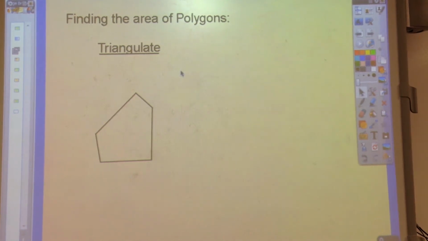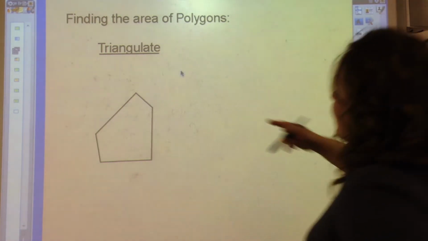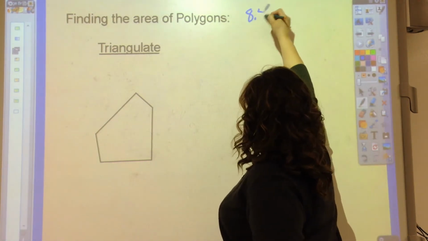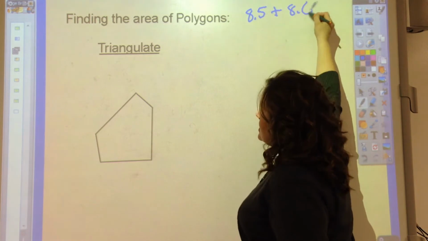This is section 8.5 and 8.6 of Mrs. Quinn's geometry. And today we're going to look at areas of polygons. We'll be doing 8.5 and 8.6.